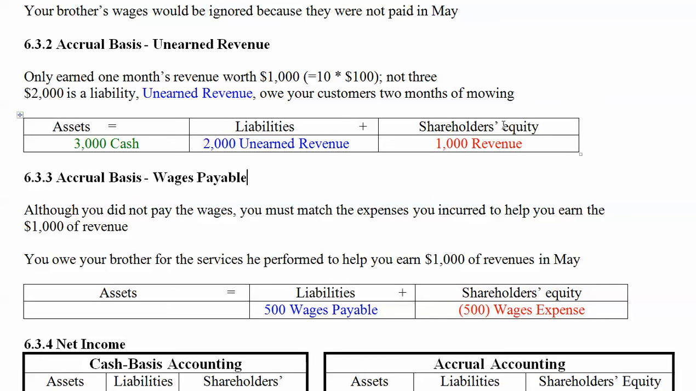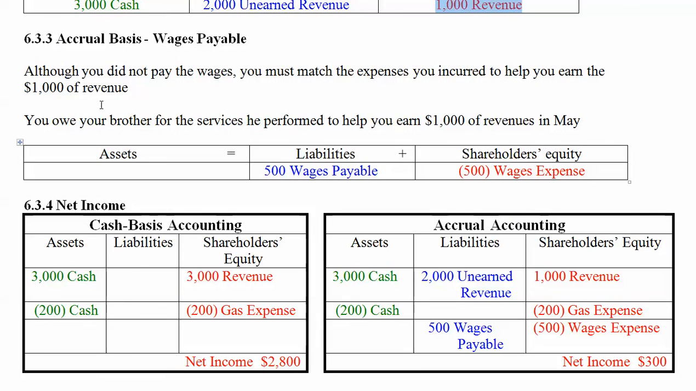So you can see here now we're recording truly what was earned, not just what was collected. Now with the wages, even though you did not pay the wages, according to the expense recognition principle, you've got to match all the expenses you incurred that helped you to generate the revenue from the period, which is the 1,000. So your brother was the one, let's say, who mowed the lawn. So the expense of your brother's wages should be matched with this revenue, even though you didn't pay for it.